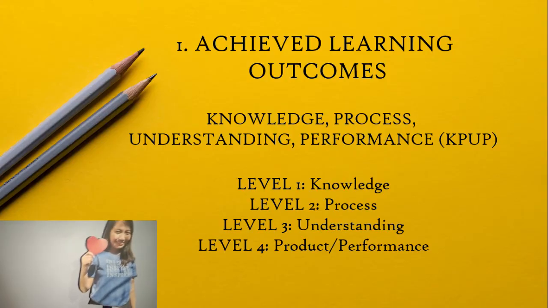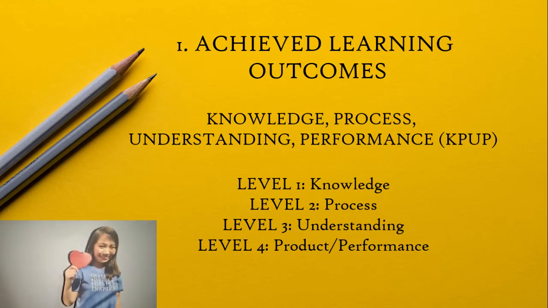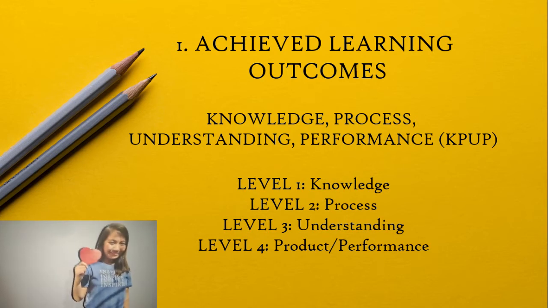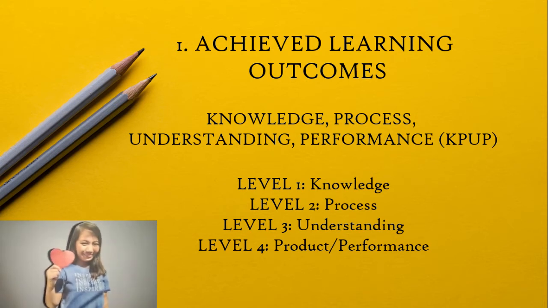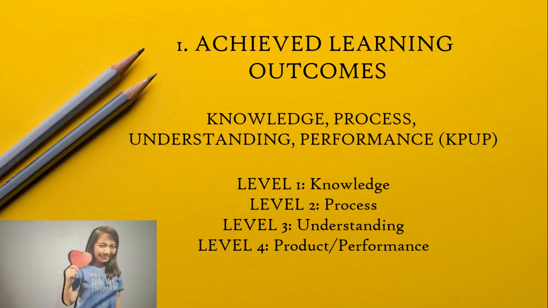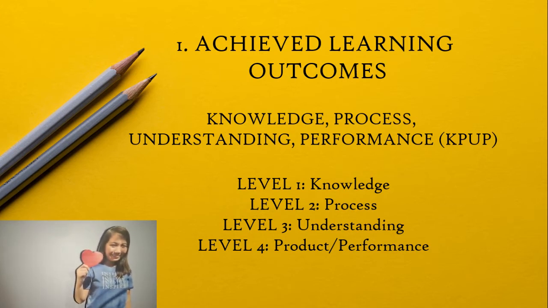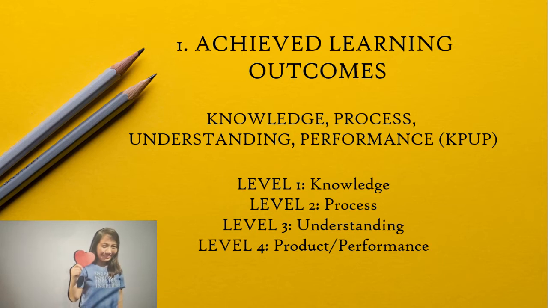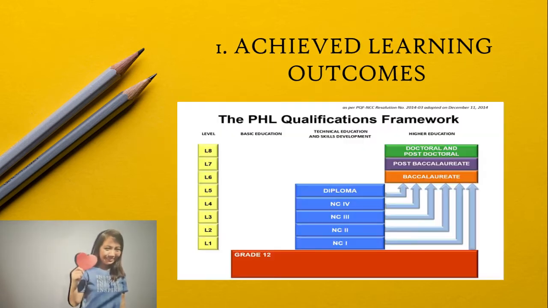Achieved learning outcomes. Achieved learning outcomes is defined in outcomes-based education as a product of what have been intended in the beginning of the learning process. Indicators of the learning outcomes which are accomplished are called achieved learning outcomes. Standards and competencies are used as the indicators and measures of these outcomes.